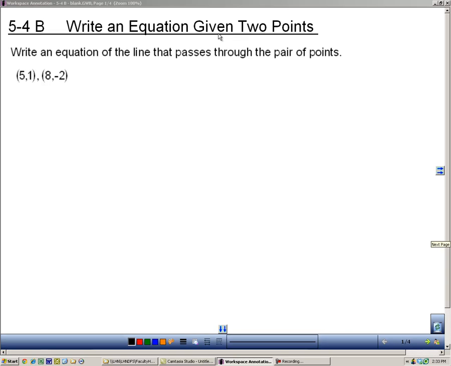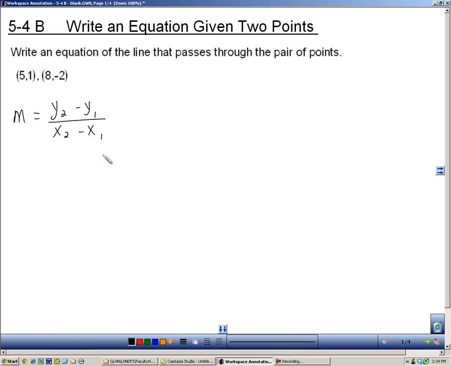Section 5.4b is about writing equations when you're given 2 points. The problem with only being given 2 points is you're not even given the slope. And remember, if you're going to write an equation in slope-intercept form, you have to have a slope and an intercept. The good thing is I'm given 2 points, and if you remember back in previous sections, we know how to find the slope given 2 points by using the formula.